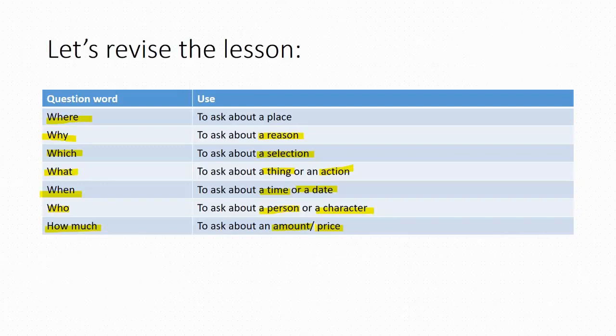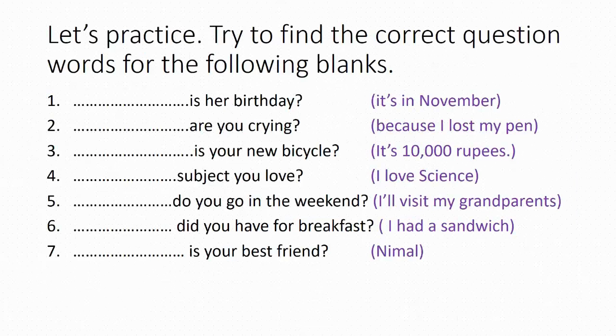Okay, now it is time to practice. Try to find the correct question word for the following blanks. First, write the questions in your writing book and try to answer the questions. Now let's discuss the questions.